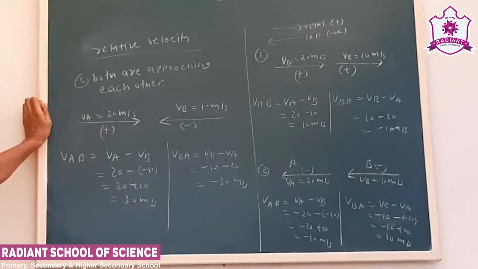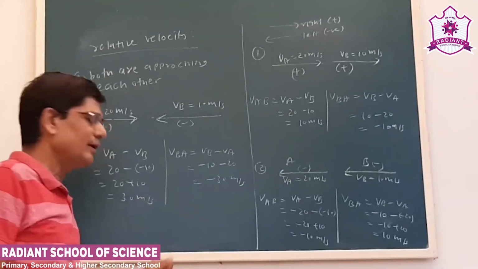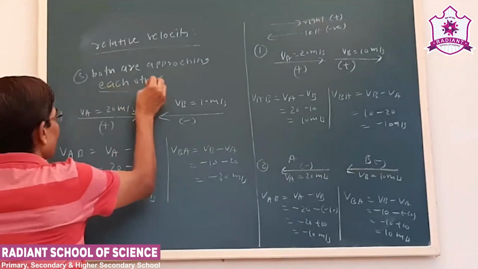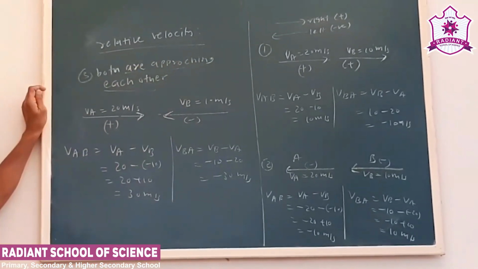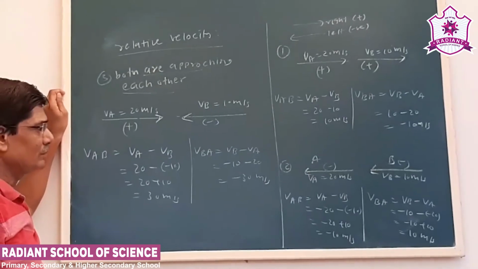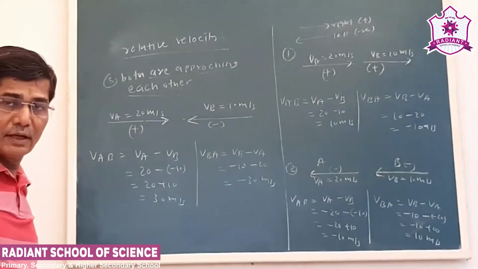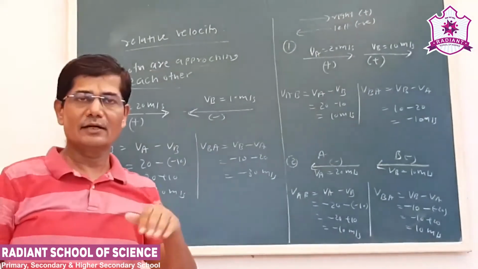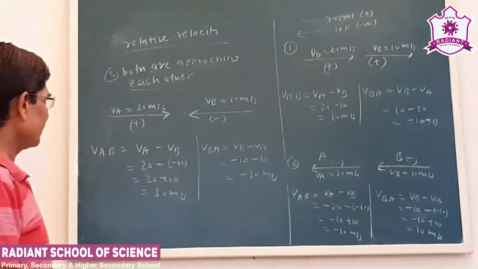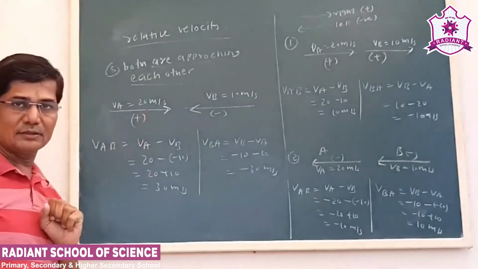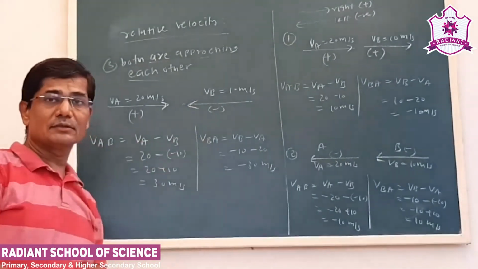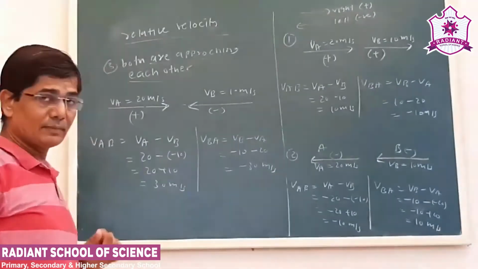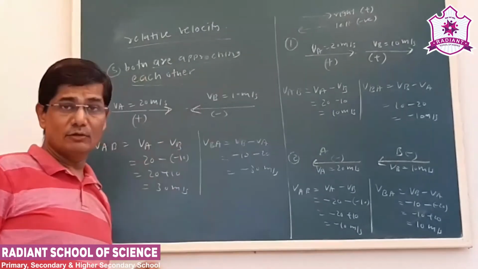Okay. Again we see, if we talk only the magnitude part, both will be equal. Now see, here both are approaching each other. Sometimes they ask in the examination, in which condition the relative velocity of an object is larger than its velocity alone. See, for a simple reason we can see here the velocity of A is 20, velocity of B is 10, but see the relative velocity is 30 meter per second. See, that is larger than the individual values.